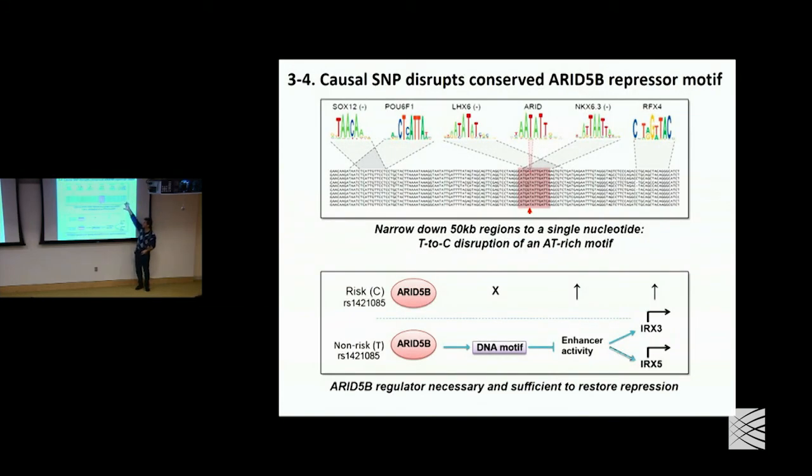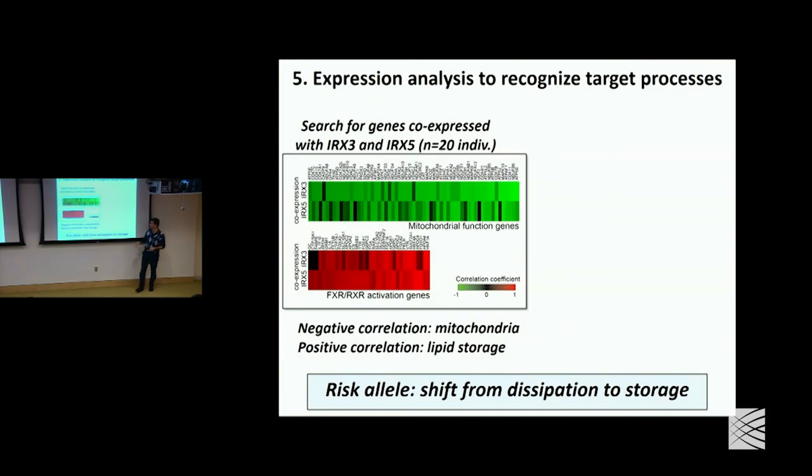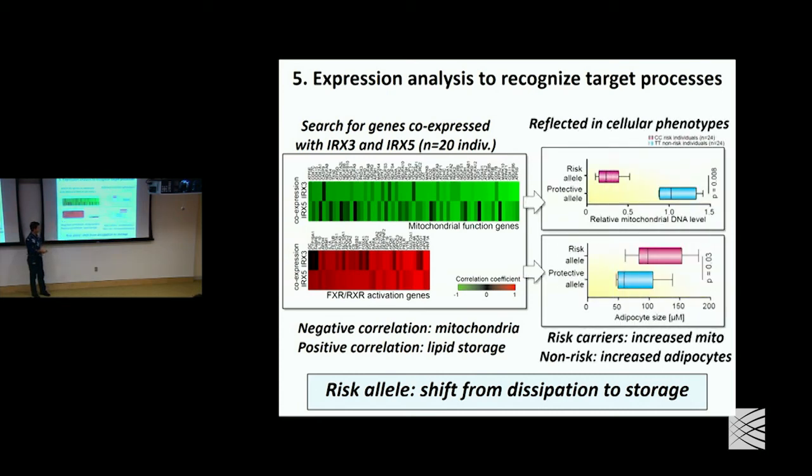And we narrowed down the association to a single nucleotide that disrupts this AT-rich interacting domain by changing a T into a C, and that changes the binding of this ARID5B repressor that no longer can bind the DNA motif, no longer can repress enhancer activity, leading to a de-repression of IRX3 and IRX5, this twofold increase in expression. What do these genes do? Well, they're negatively correlated with mitochondrial activity, and they're positively correlated with lipid metabolism, suggesting indeed a shift from energy dissipation to energy storage in the risk individuals.